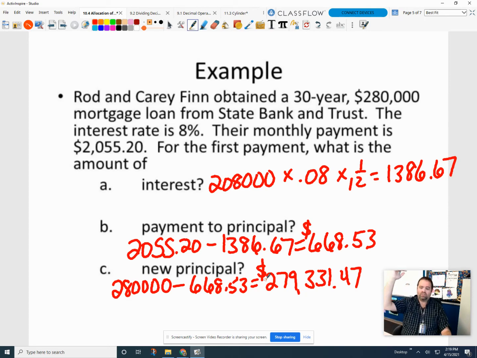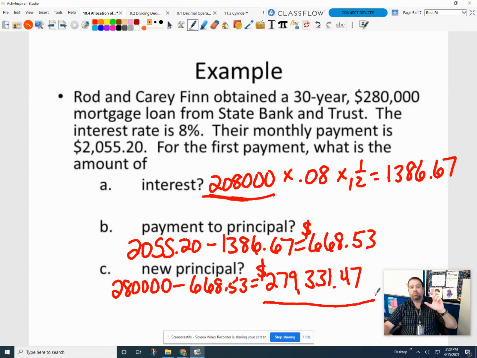Okay, so imagine if I were to say, now let's do this for another month. You would start again at the very top of this. You would take $279,331.47 times 0.08 times 1/12 and just start the process over, changing this number out because now we owe a little bit less to the bank. Now that principal amount gets smaller very, very slowly. Okay, it kind of sucks, but that's just the way it is. The majority of your payment will go towards interest for quite a while. And then when you get towards the end of it, you'll start paying off more principal, less interest, and it's just the way it goes.